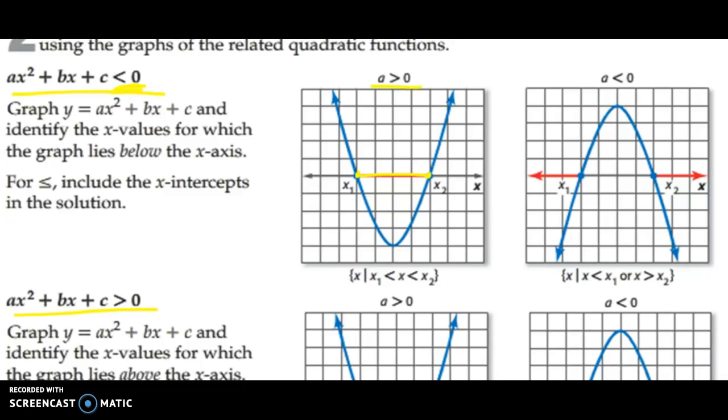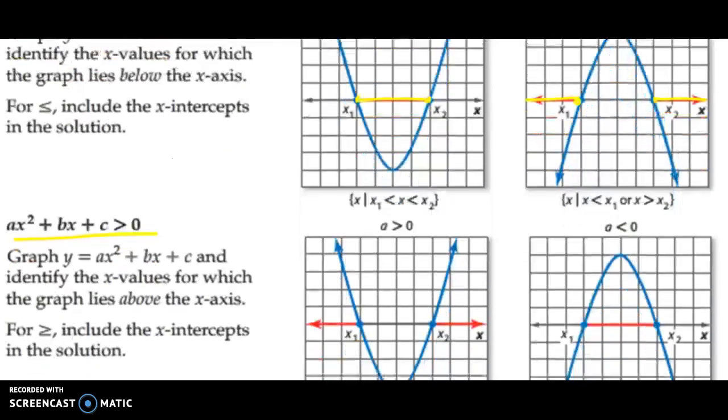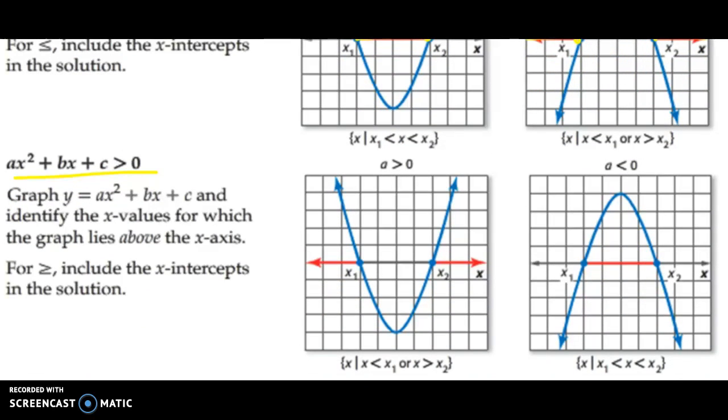If a is greater than 0, meaning it's a positive number. If it's a negative number, all my solutions are going to be outside. Kind of interesting, right? Over here, if it's greater than 0, and I have a positive number, it's going to be outside. And if a is less than 0, meaning a negative number, and it's greater than 0, it's going to be inside. So just something that you kind of notice along the way.